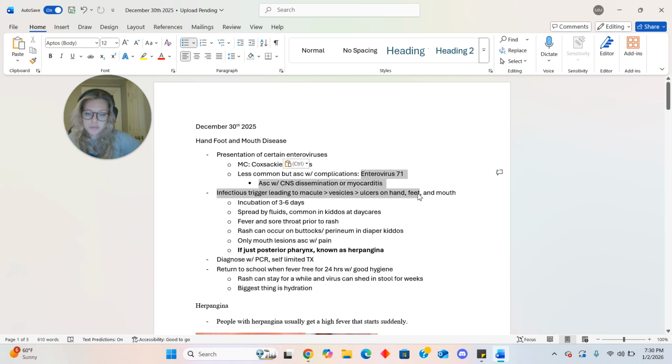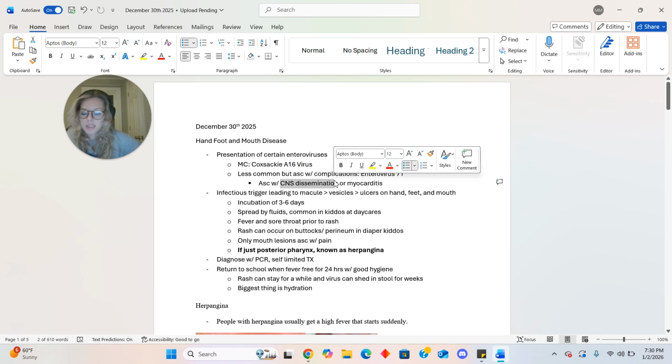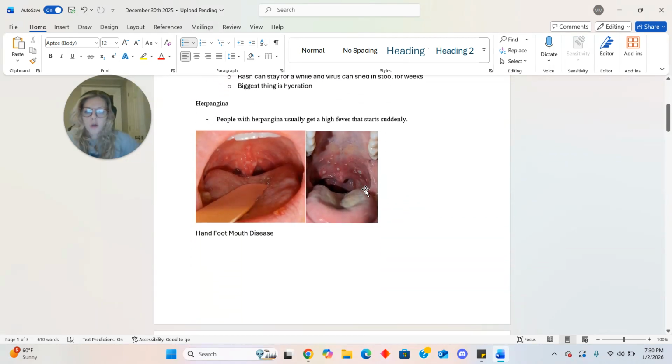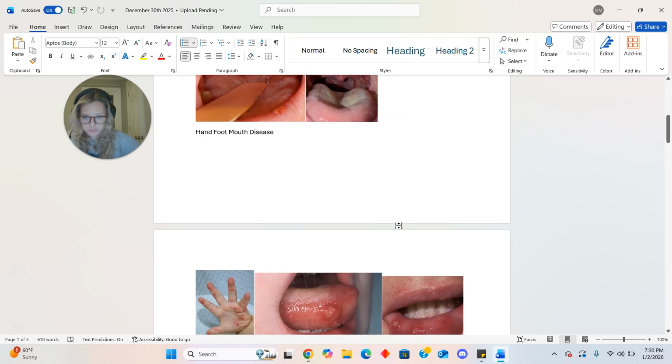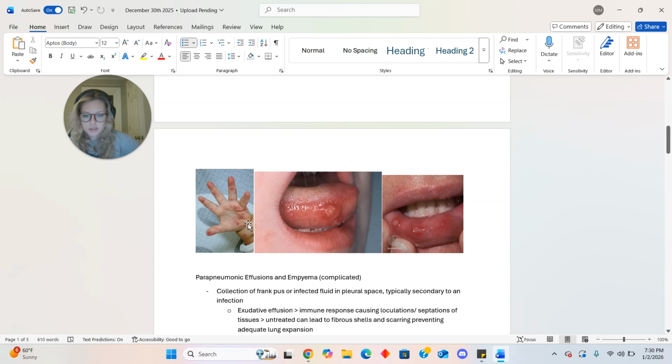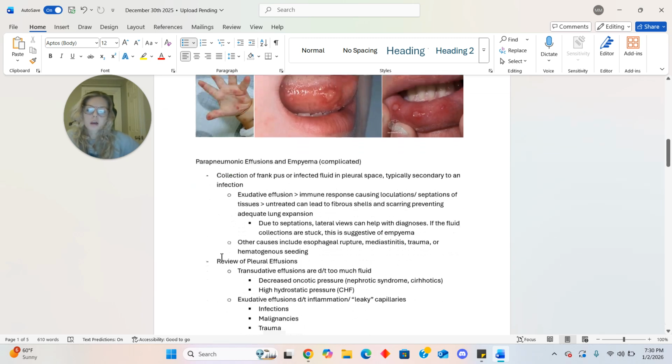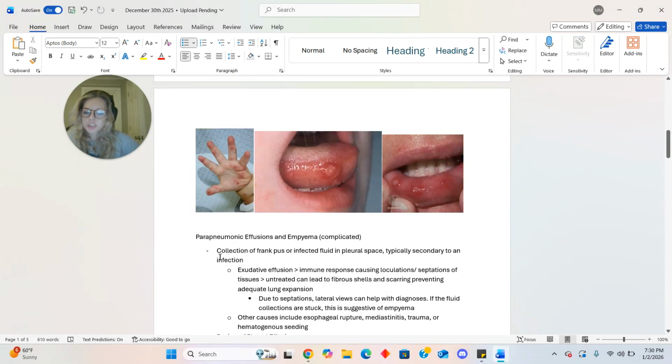And then with enterovirus 71, this one is a little bit more aggressive and it can have dissemination to the CNS. So encephalitis, meningitis, stuff like that, or they can get myocarditis. So again, herpangina is when it's just posterior pharynx lesions, acute onset fever that's higher, and then hand, foot, and mouth disease. Here are these, and then also just understand that in African Americans they are very different in pigment, just like brown spots. It looks like hyperpigmentation.